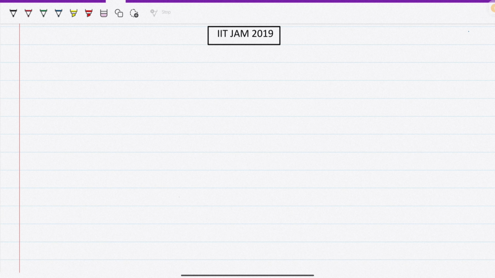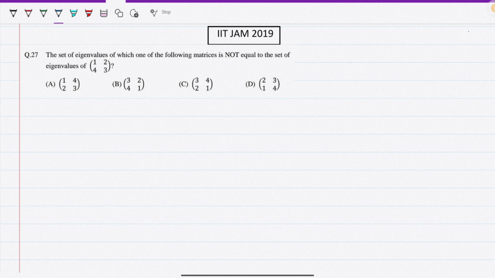In today's video we will be completing the pending eigenvalue and eigenvectors question from IIT JAM 2019 question paper. So let's get started. This is question number 27 from section A carrying 2 marks. The set of eigenvalues of which one of the following matrices is not equal to the set of eigenvalues of the given matrix. So we are going to call this matrix as M, and we wish to find out the matrix from the given 4 options whose eigenvalues are different from that of M.